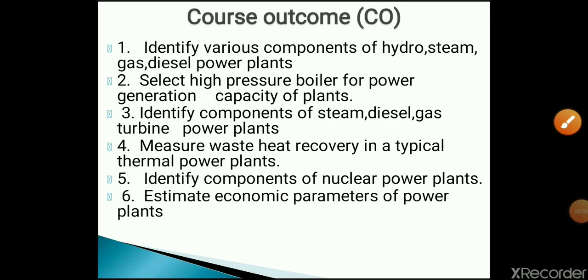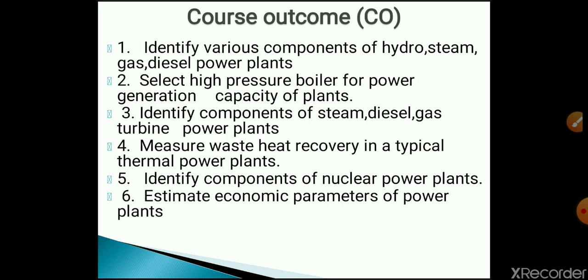Before starting with the contents of this topic, first of all we will see what are the course outcomes given for this subject. There are 6 course outcomes for this subject. First one is identify various components of hydro, steam, gas, diesel power plants.